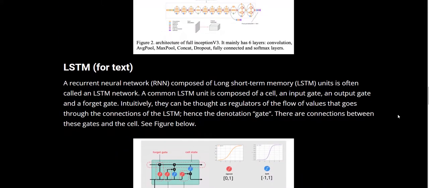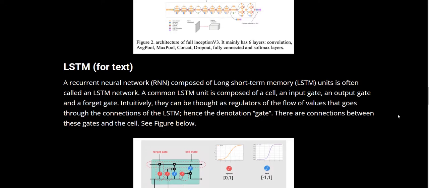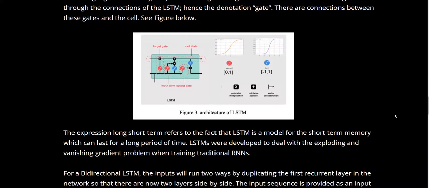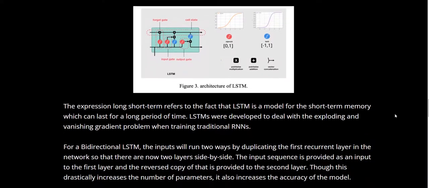LSTM is a recurrent neural network, or RNN, which is composed of long short-term memory units and is often called an LSTM network. A common LSTM unit is composed of a cell, an input gate, an output gate, and a forget gate. There are connections between these gates and the cell, as shown in the figure below. The expression long short-term refers to the fact that LSTM is a model for the short-term memory which can last for a long period of time.